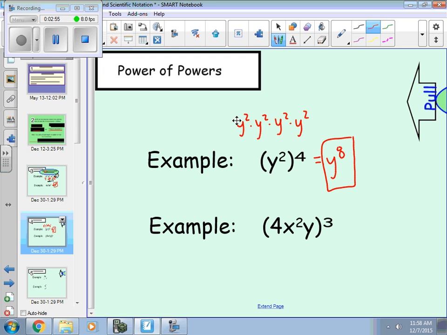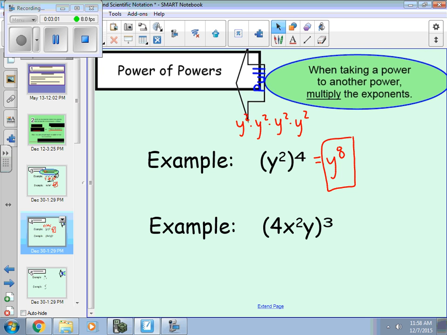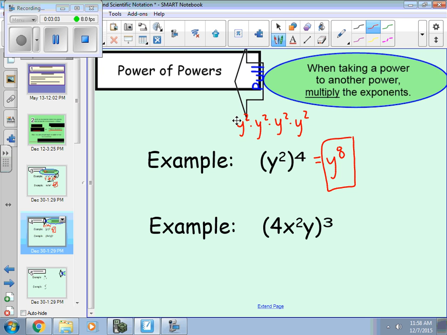Well, the quicker way of doing that, rather than having to write that out, would be to multiply. If you take 2 times 4, you get 8. So when you're taking a power to another power, multiply the exponents. Let's look at another example down here. So the second one, okay, we've got it to the third power. That means all this stuff in here, if it's being multiplied, if it's a single term, everything should get taken to the third power. So this is going to be 4 to the third power.